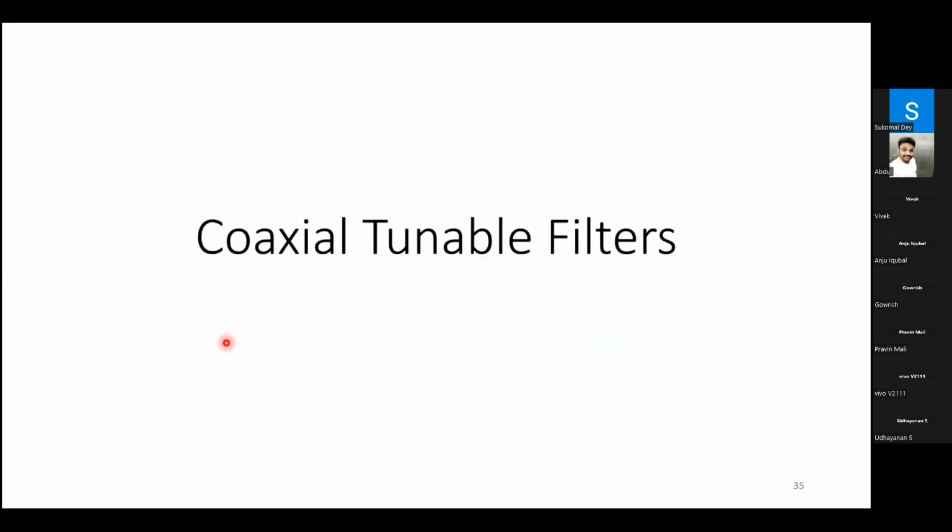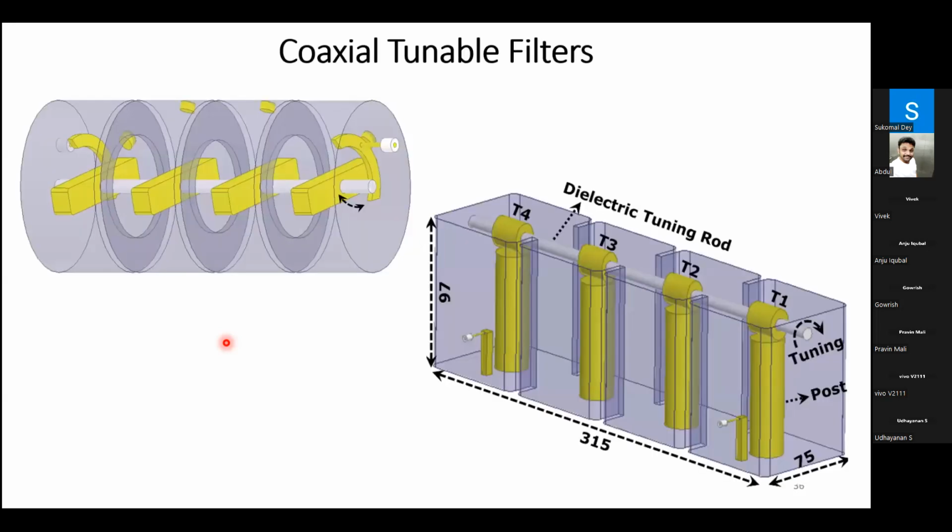Okay, so these were the filters that we developed in the waveguide technology. When it comes to lower frequencies of operation, that is S band or L band, or sometimes up to C band, coaxial technology is generally widely used. So we also explored the tunability concept in coaxial technology. We developed two filters, one using a λ/2 resonator post and another using a λ/4 resonator post. I will go through them in detail.